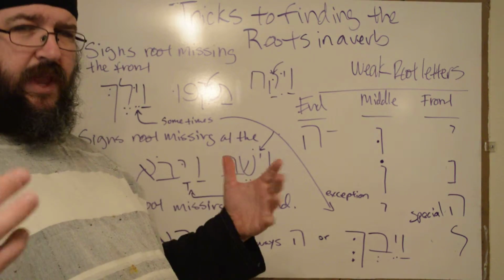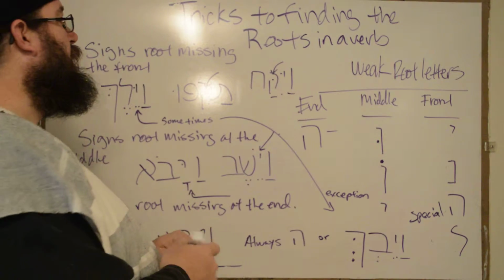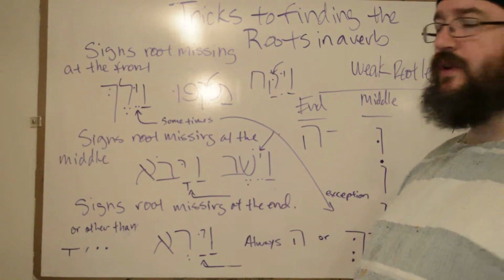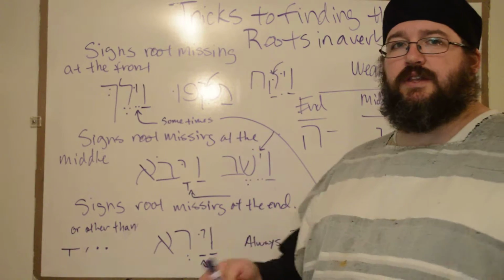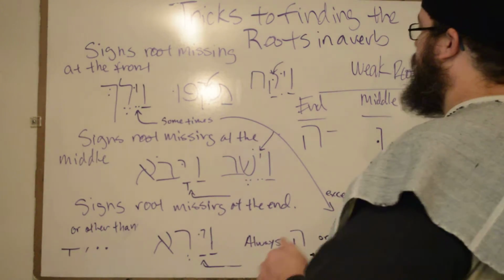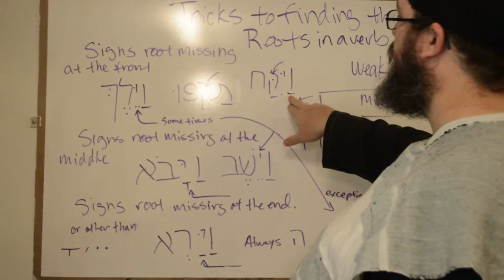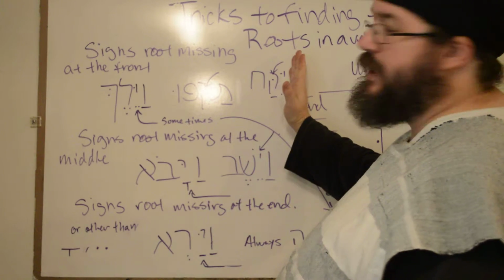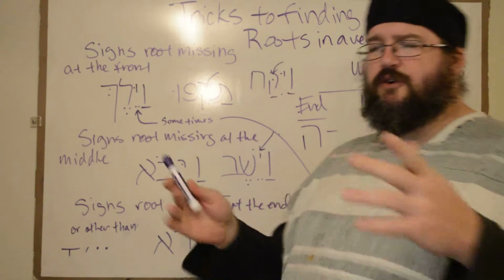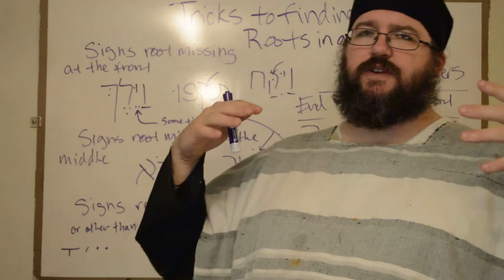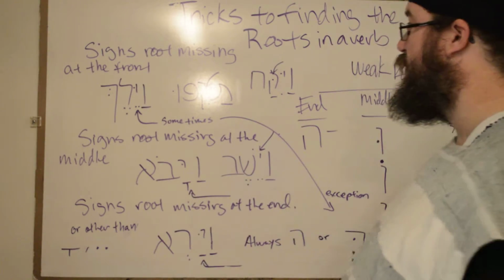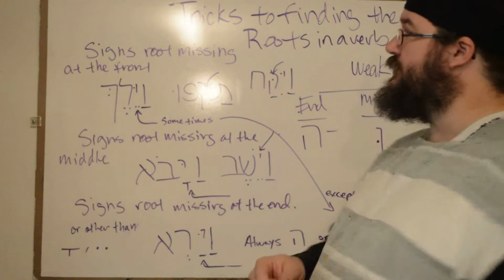So, how can we find a root? Well, we have to remember that when we're looking for a root, the main thing you struggle with is going to be when you see the vav conversive. Remember, the vav conversive is when we take the vav and put it in front like a future verb. The vav conversive is the only form that really changes how a lot of verbs look, and they're kind of difficult to identify. So what we're going to do here is give you some tricks.